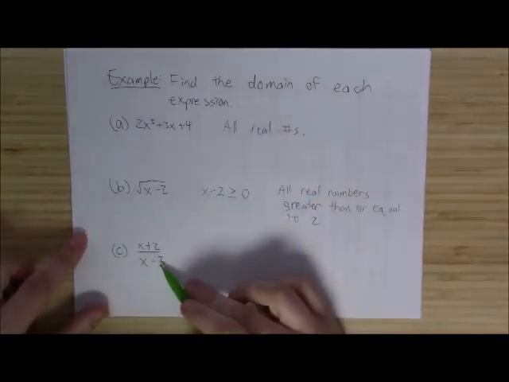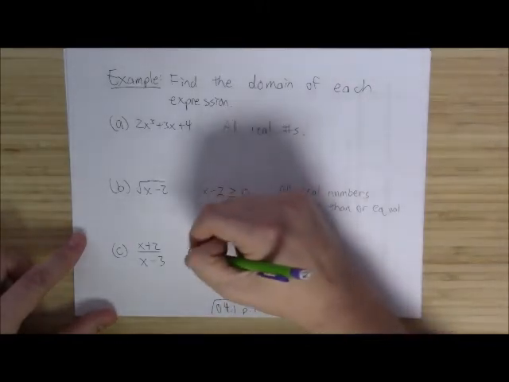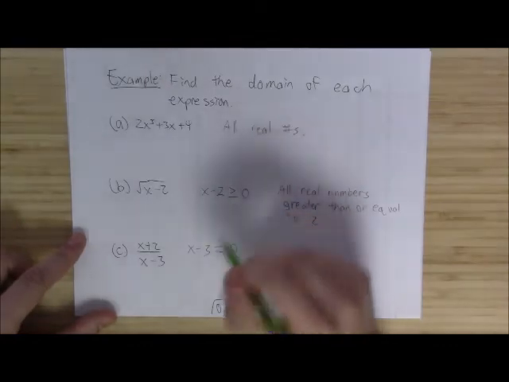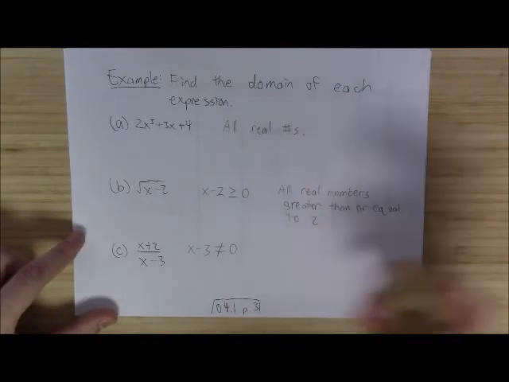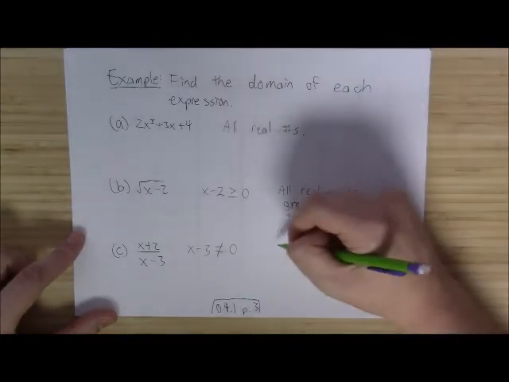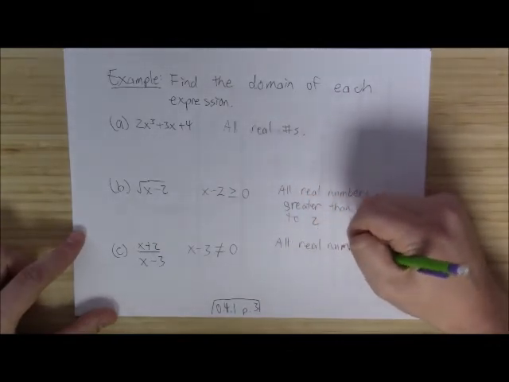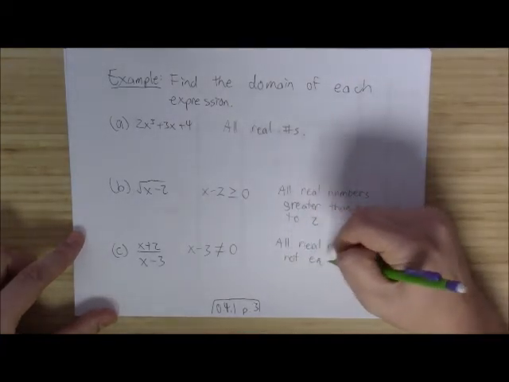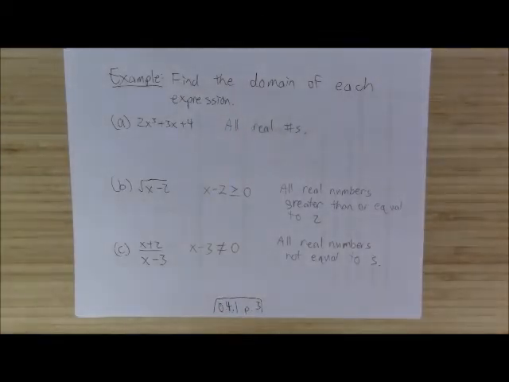For this one, we see that we could be dividing by 0 if the denominator were equal to 0. So what if x minus 3 were equal to 0? That's bad. That's what we don't want. So let's say that x minus 3 does not equal 0. That means that we can't have x equal to 3. So the domain is all real numbers not equal to 3, or you might say except 3.